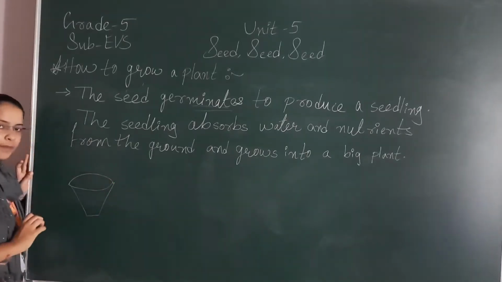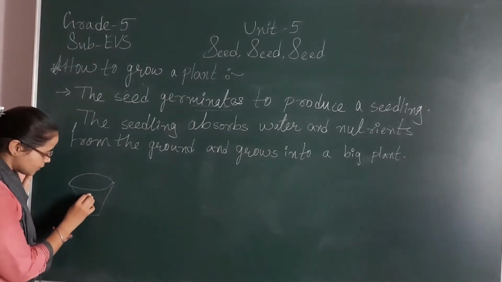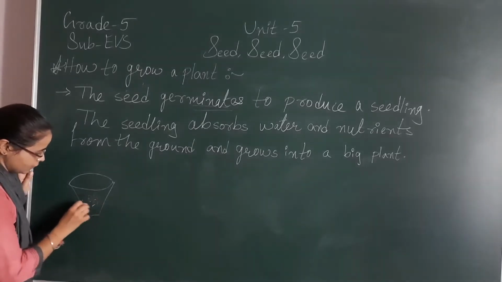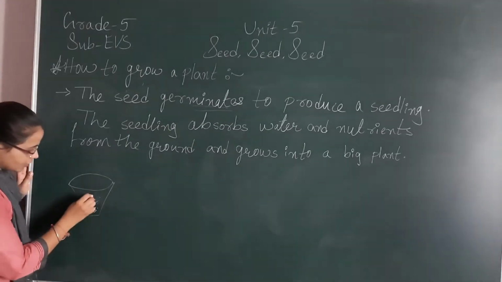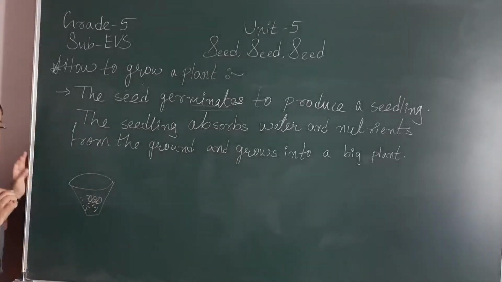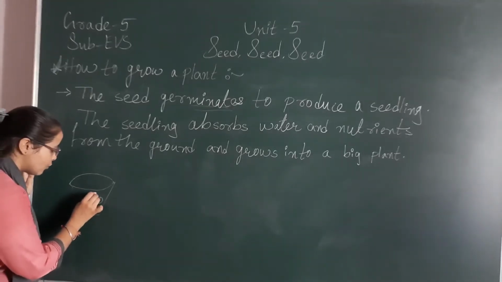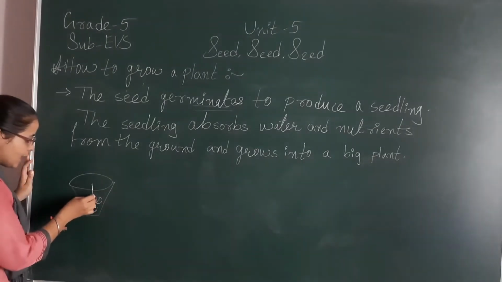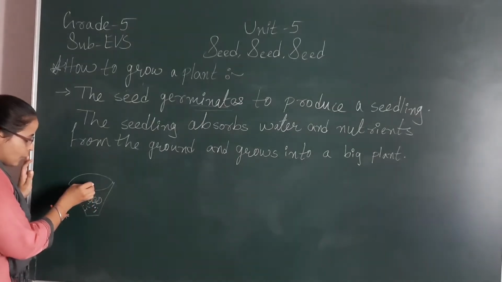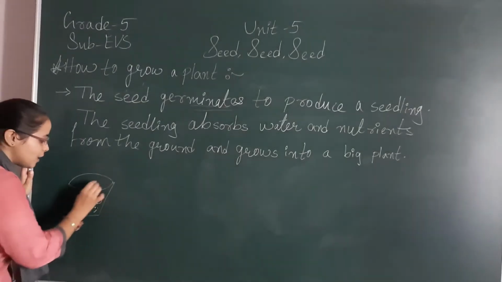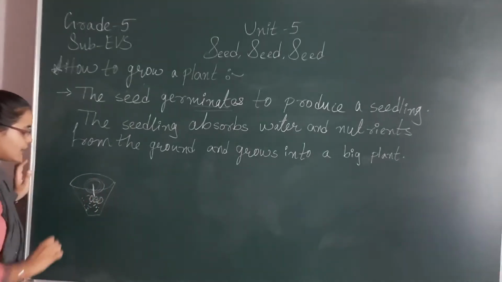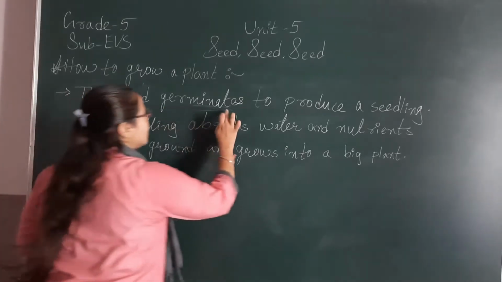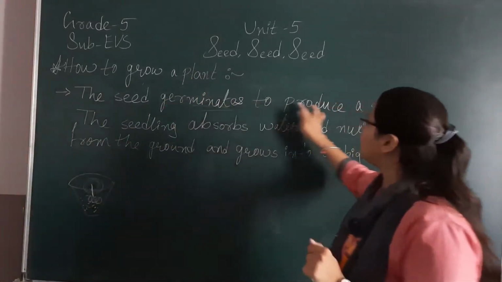See, suppose this is your plant. Here are your seeds and here is the soil. Likewise we have drawn it. So these are my seeds. When my seeds slowly come out of the soil and I am able to look out from my clay pot, when I can see the part, the stem of my seed, that process is called germination. So the seed germinates to produce a seedling.